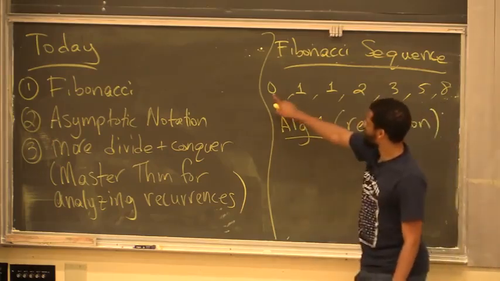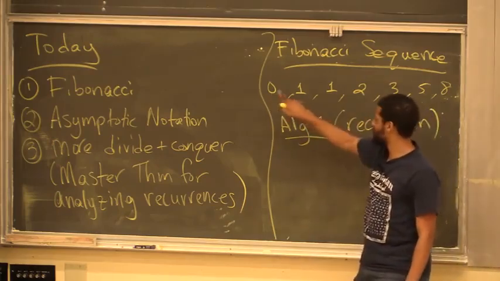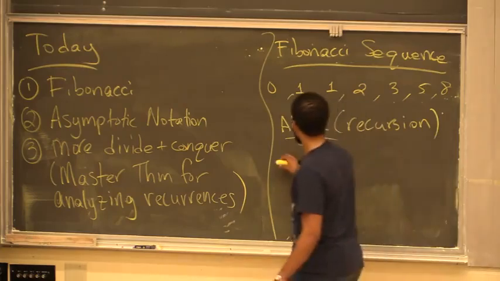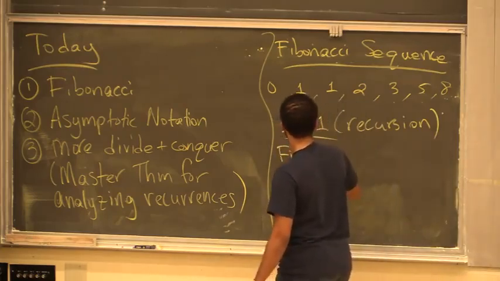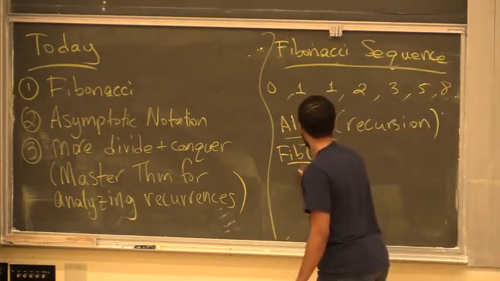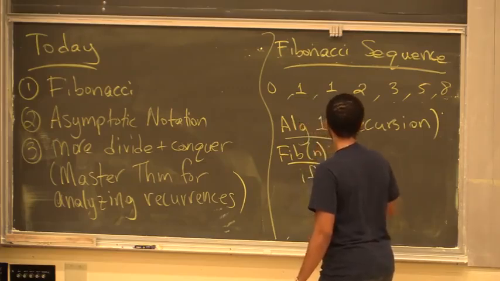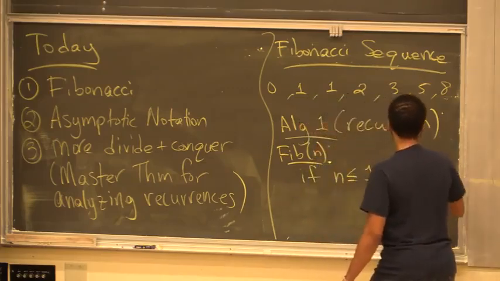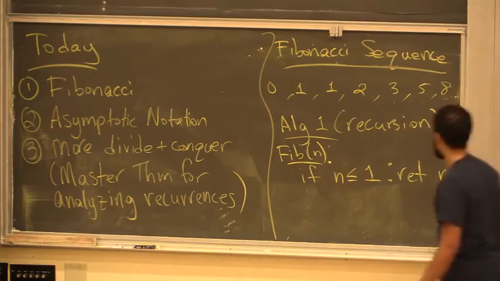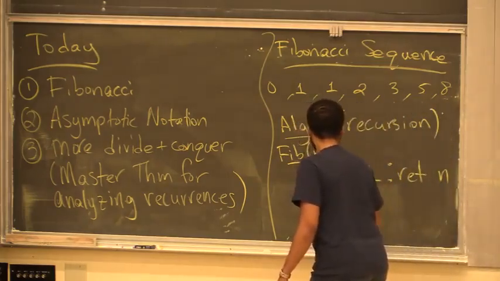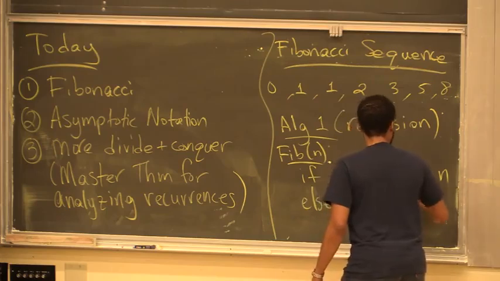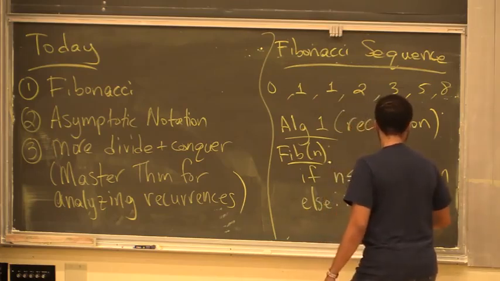I'll index from 0. This is the 0th Fibonacci number. This is the first. This is the second, etc. So fib n: if n is less than or equal to 1, return n. So that works for 0 and 1. Otherwise, return fib n minus 1 plus fib n minus 2.